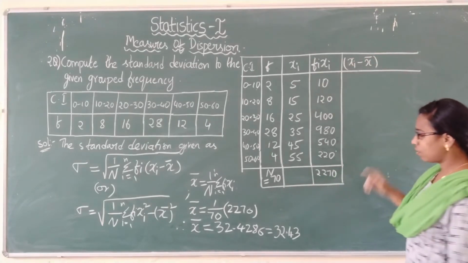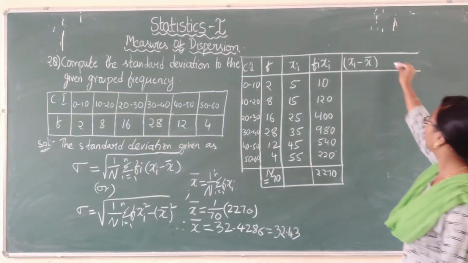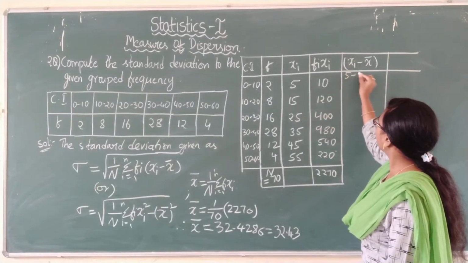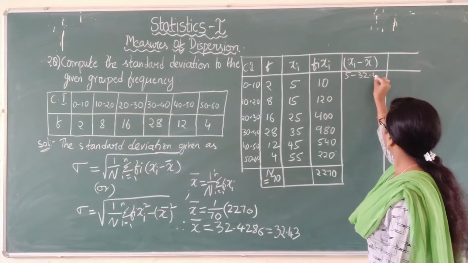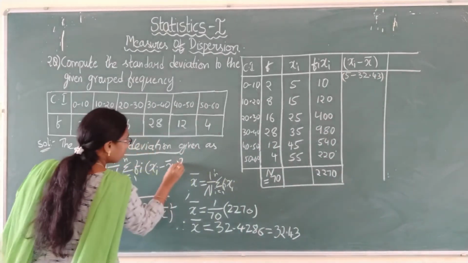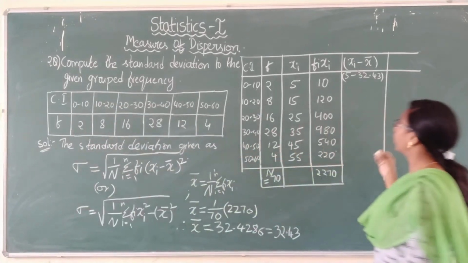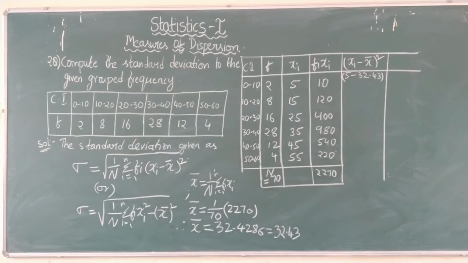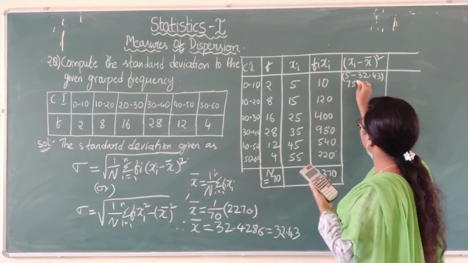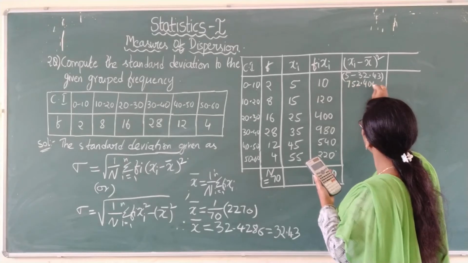What is the x bar value? 32.43. What is the first xi value? 5. So 5 minus 32.43 whole square. We have the square here. I forgot to write the square. So 5 minus 32.43 whole square equals 752.4049.